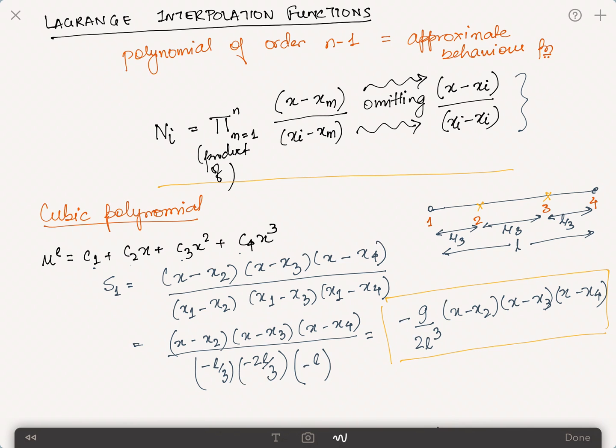And in the same way, I can formulate the shape function for every single node. You can of course work this out yourself, but it's a very simple tool which you can use for very complex shape function formulation just by using a product of linear functions.